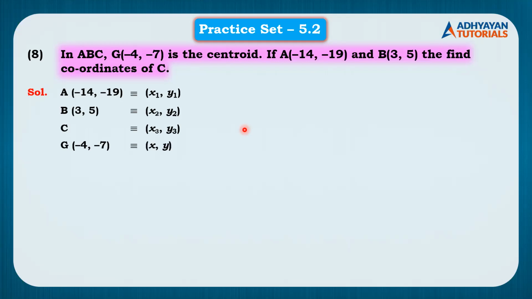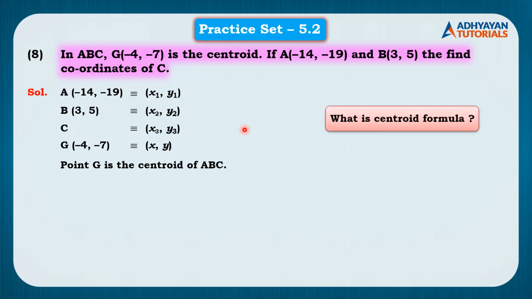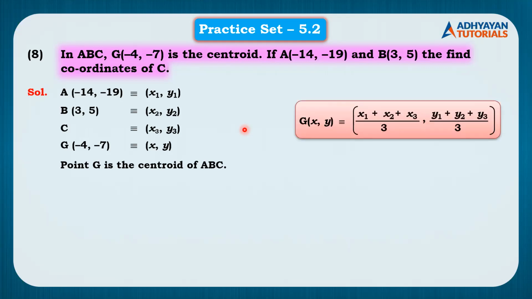So the formula remains unaffected. Is it very clear? So there is no confusion. The coordinates of the centroid we always consider as x comma y, and the coordinates of the vertices we consider as x1 y1, x2 y2 and x3 y3. So students, what is the formula for the centroid? We all know G's x comma y coordinates are x1 plus x2 plus x3 upon 3, comma, y1 plus y2 plus y3 upon 3.